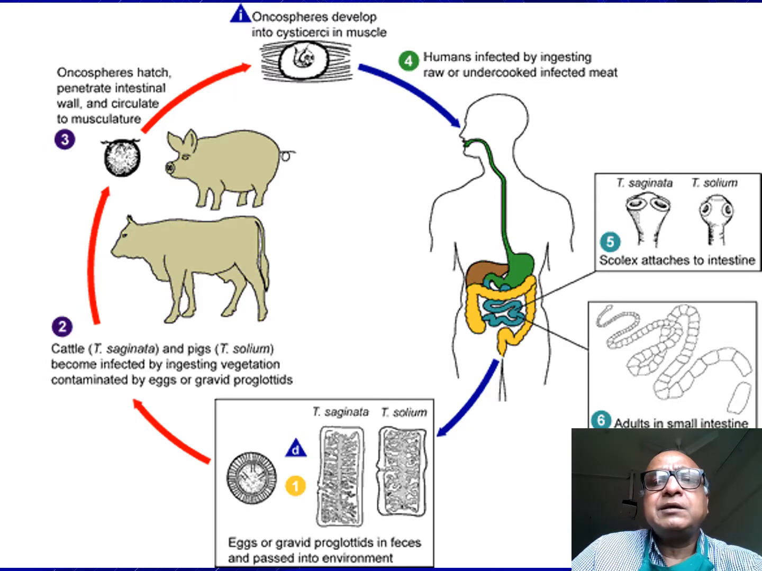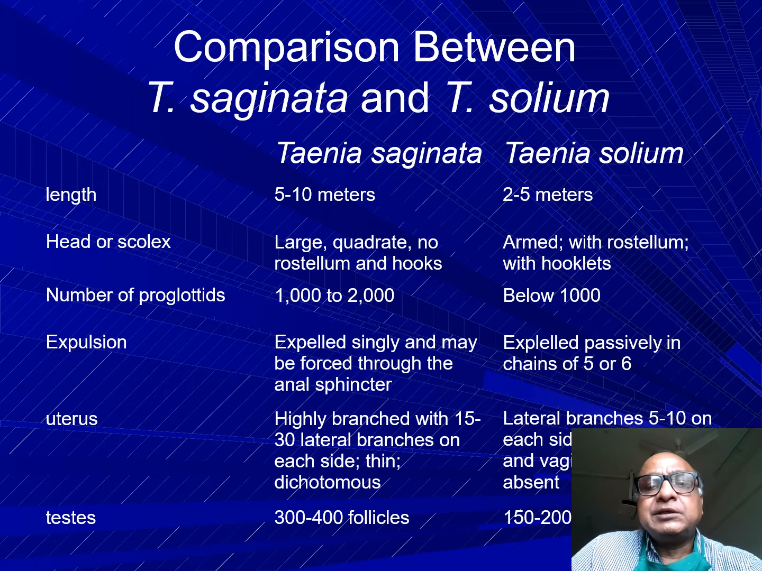This is the combined life cycle depiction of both the Taenia solium as well as saginata. The difference is shown by the intermediate host, the cattle and the pig. This is the tabulated comparison between the saginata and solium.